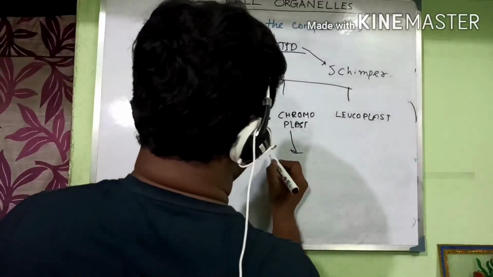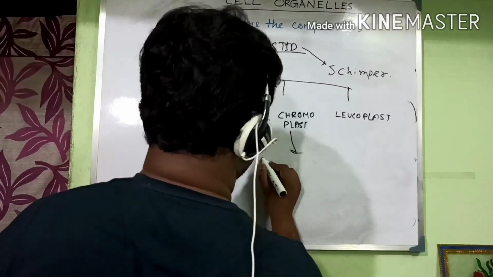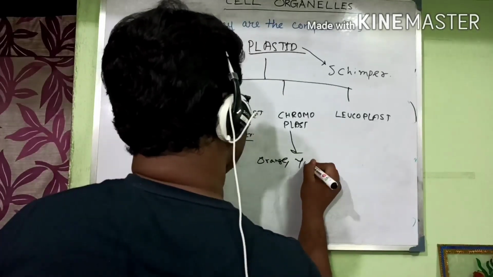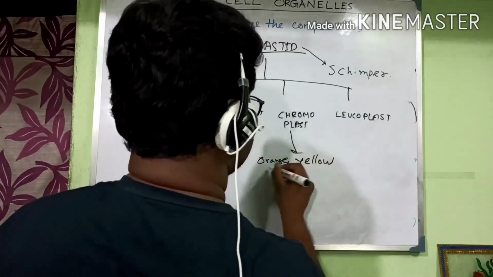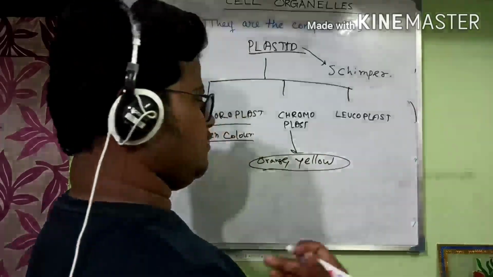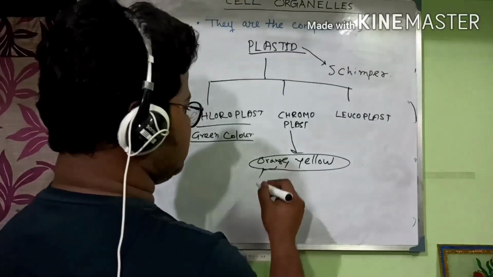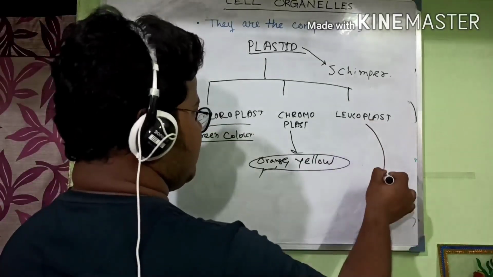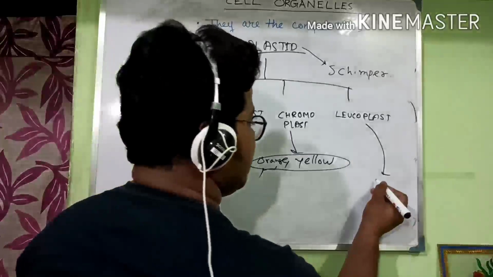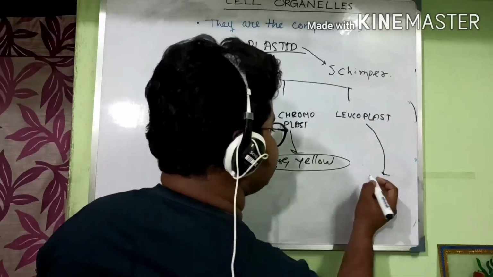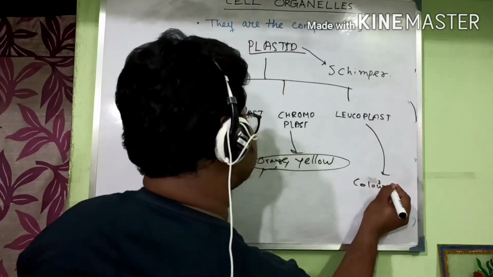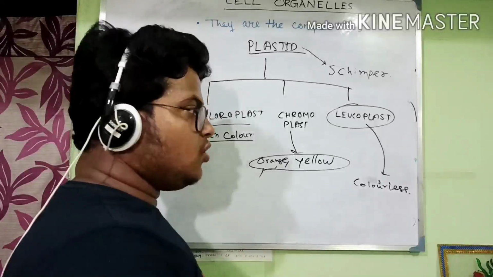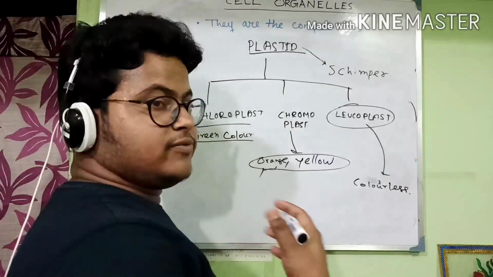They can be orange, yellow, any type of color. Chromoplast. Another is leucoplast. They are colorless. And this type of plastid is used only for storage products.